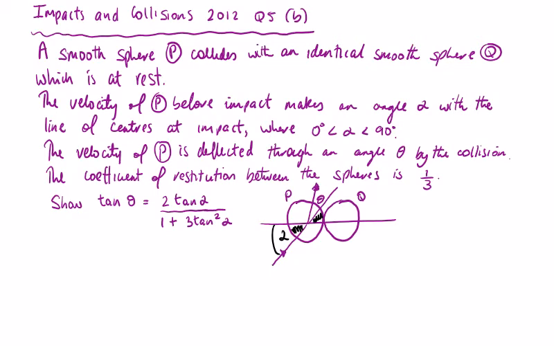The velocity of P is deflected through an angle theta, which is here, by the collision, and the coefficient of restitution is 1/3. Show tan theta is equal to 2 tan alpha over 1 plus 3 tan squared alpha. If we look at P, we'll call the speed u because it's not telling us what the speed is. So u cos alpha times i, the initial velocities, plus u sine alpha times j. Q is at rest.